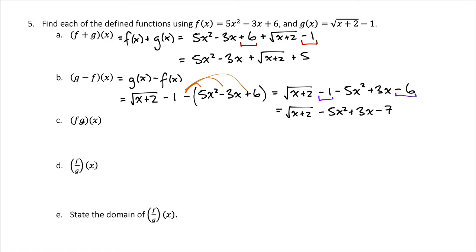For fg of x, that's just the product of f of x and g of x. f of x times g of x. Again, it's the entire thing, so we want to be careful in our notation. Go and put parentheses around the entire function to indicate that the whole function is what's being multiplied here.